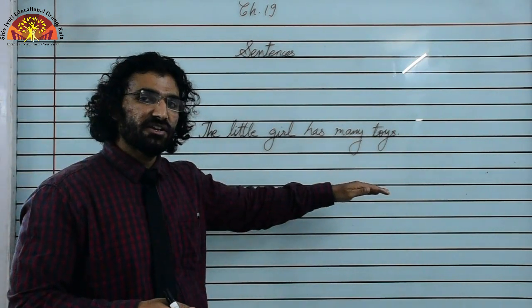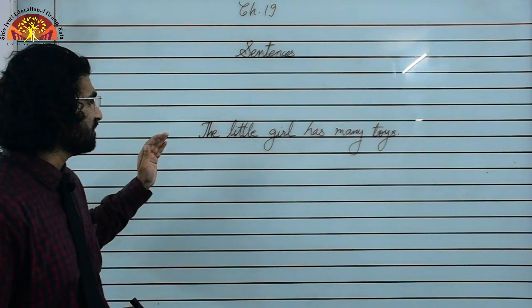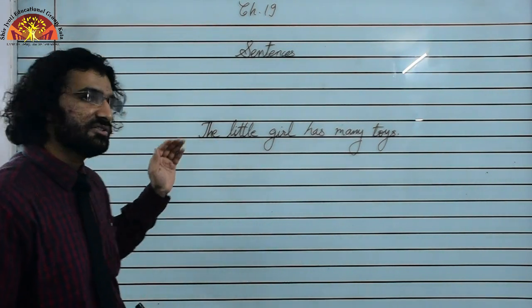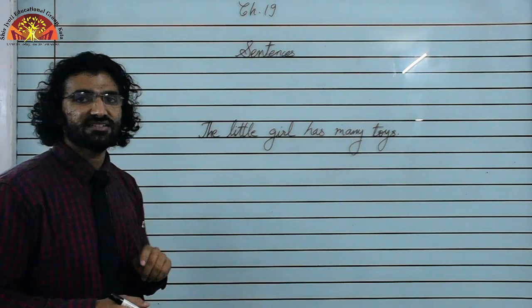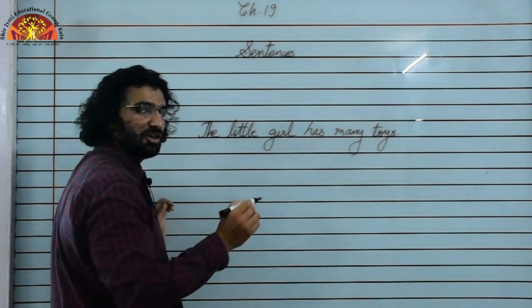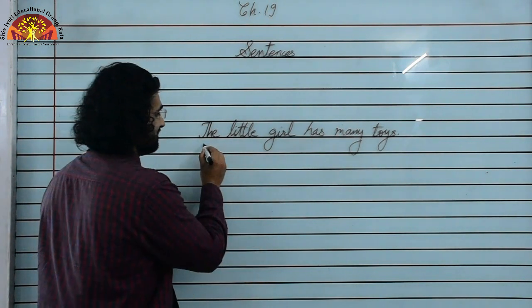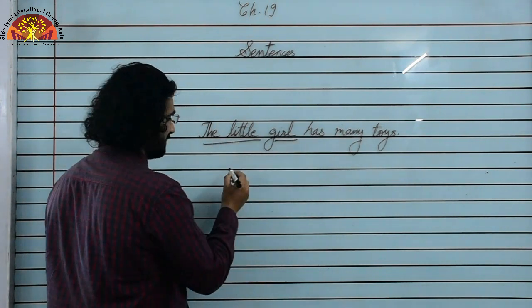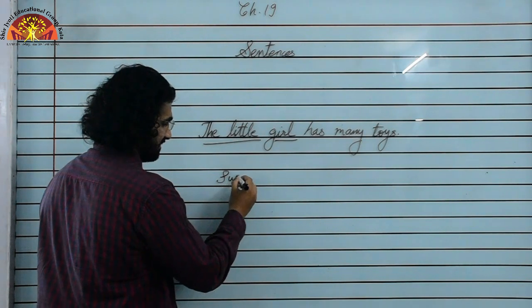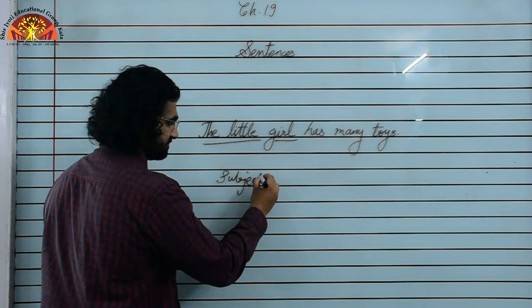Can you help me identify the subject in this sentence for me? What is a subject? The person we are talking about, that's a subject. The little girl we are talking about, whom we are talking about here? We are talking about the little girl. The little girl is the subject.